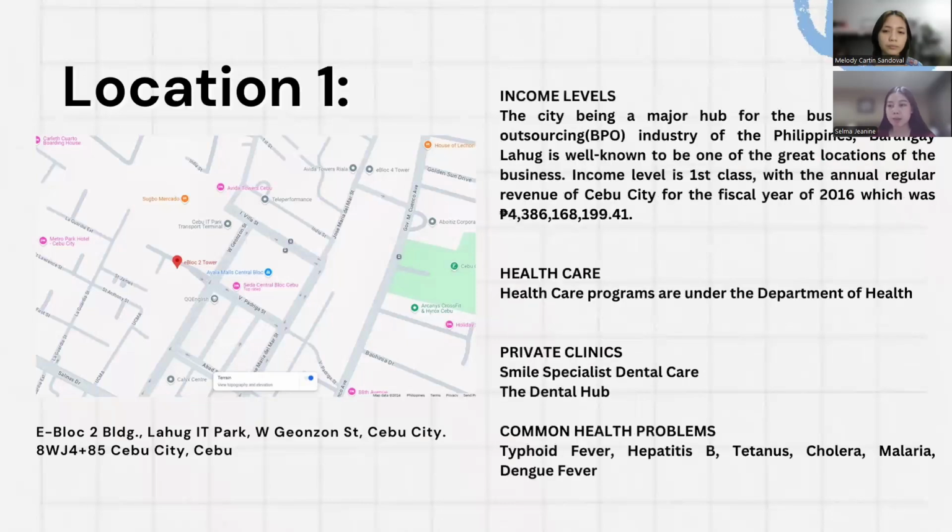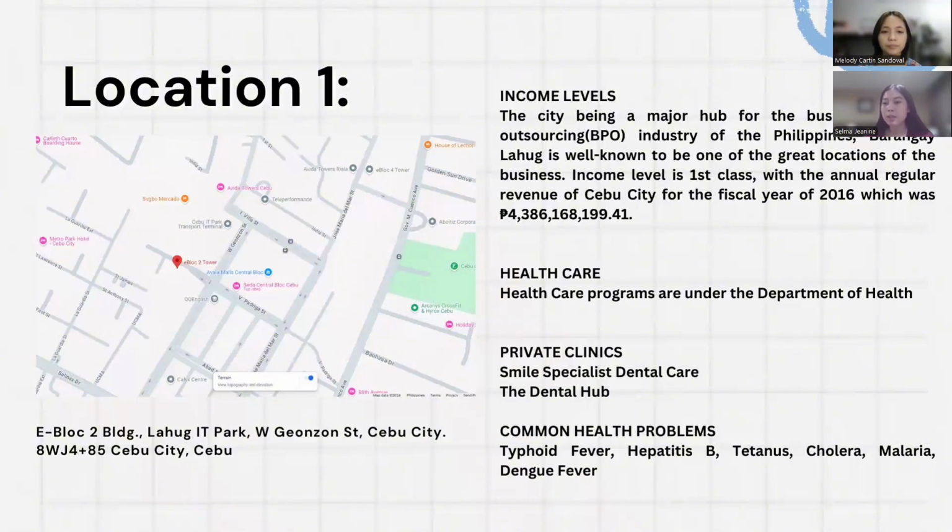Next is the income levels. The city is a major hub for the business process outsourcing BPO industry of the Philippines, and Barangay Lahug is well known to be one of the great locations of the business. The income level is first class, with the annual regular revenue of Cebu City for the fiscal year of 2016, which was 4,386,168,199 pesos. For the healthcare programs, they are under the Department of Health.